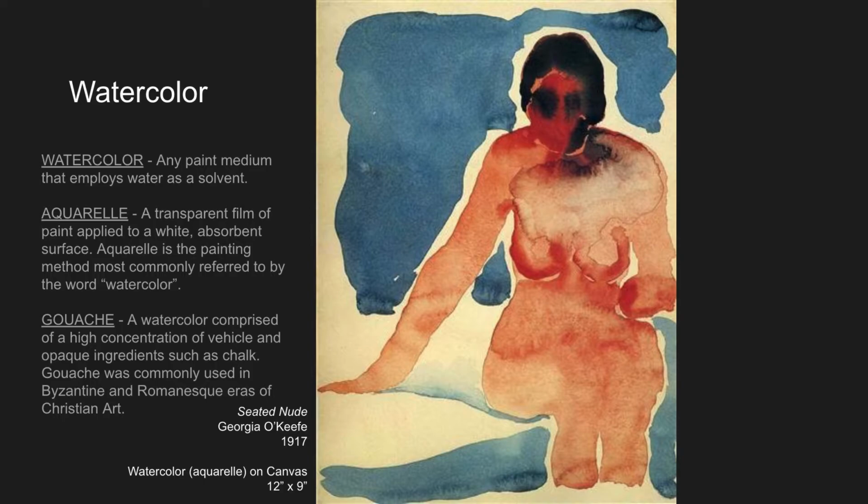Watercolor is a general word that we use for pigment added to water. What people commonly refer to as watercolor would more accurately be called aquarelle. This is an aquarelle painting. Gouache is similar, but it is a higher concentration. It's very opaque.